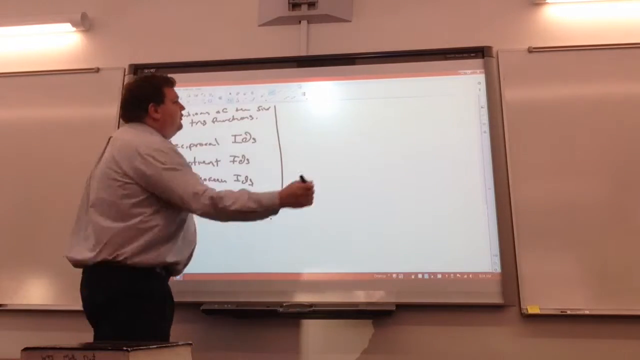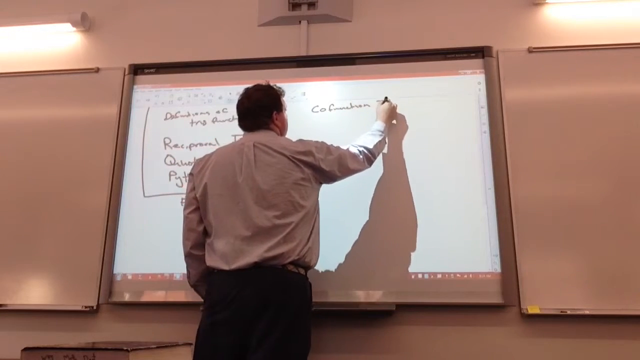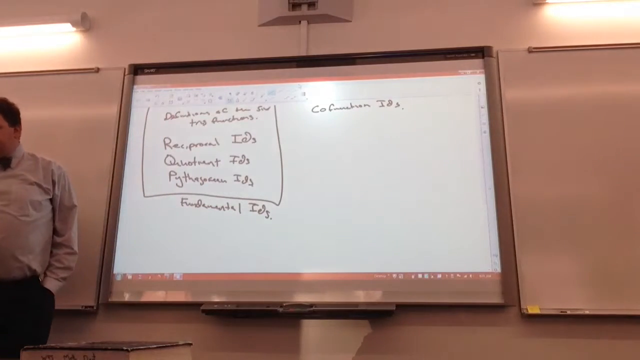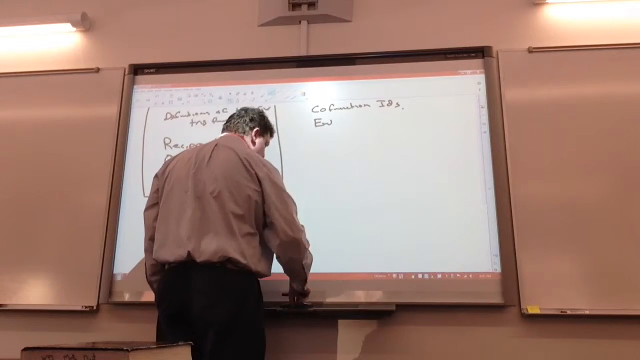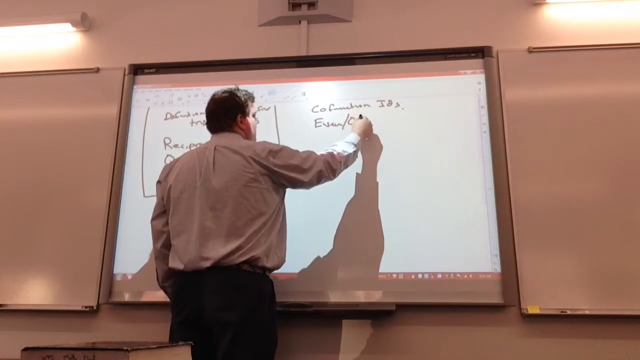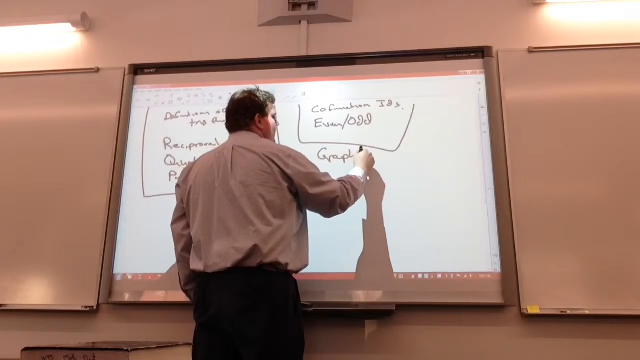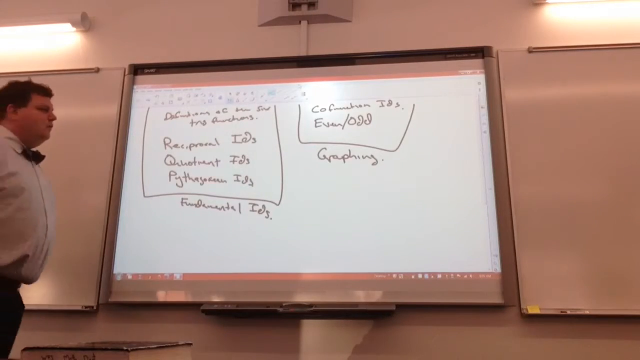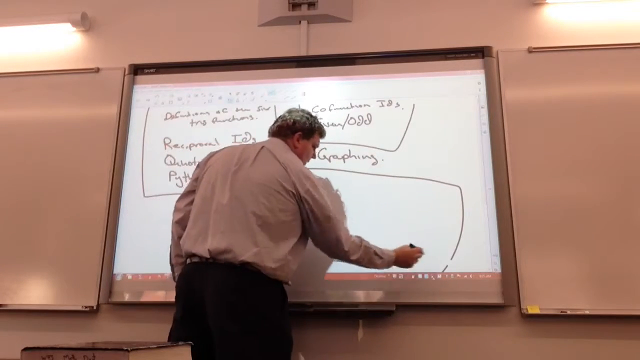Then you've got the 2 for graphing, the cofunction, okay, and then the even or odd, sometimes referred to as the parity identities. Okay, these are your graphing ones. And then the last group that you need to know for this test would be the sum and difference.